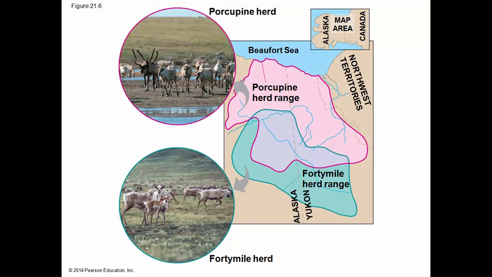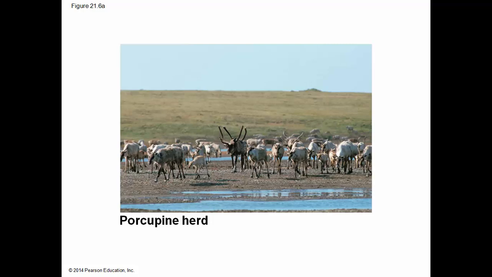Here are two different herds that overlap, forming one population. So here is the porcupine herd to the north, and the 40-mile herd to the south, and those herds overlap and consist of a single population.